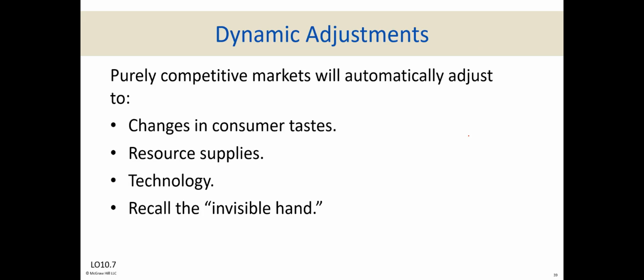And in a purely competitive market, prices automatically adjust to changes in consumer taste, resource availability, and technology. This is called the invisible hand of the market. For example, if people start preferring electric cars over gasoline cars, the market will shift production to electric cars without needing central planning or control.